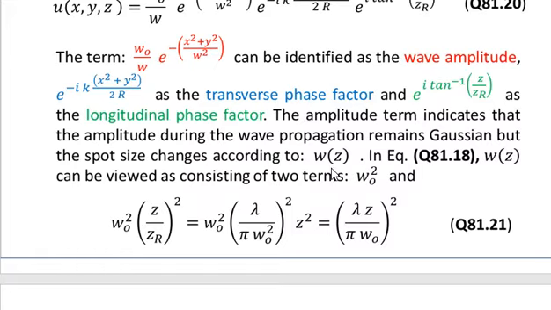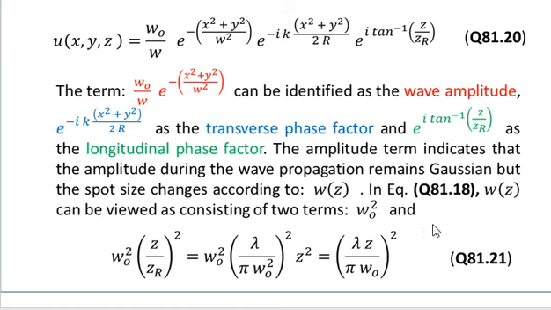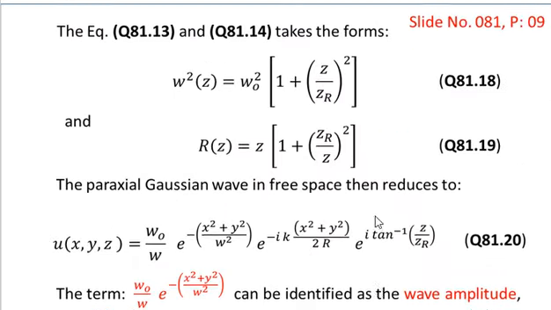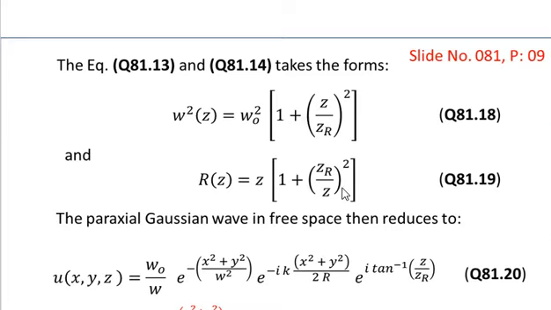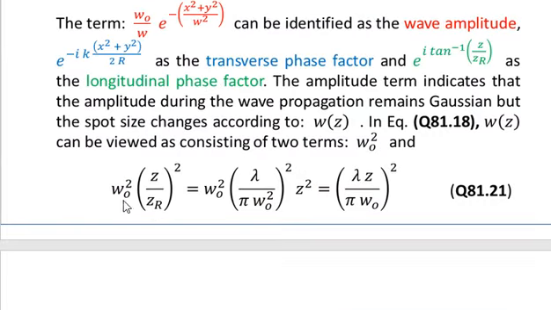So this will change with the value of z, that is, the spot size will change along the direction of propagation of the wave. In equation number 18, W of z can be viewed as consisting of two terms, that is, W naught square and this factor, W naught square into square of z over zr.